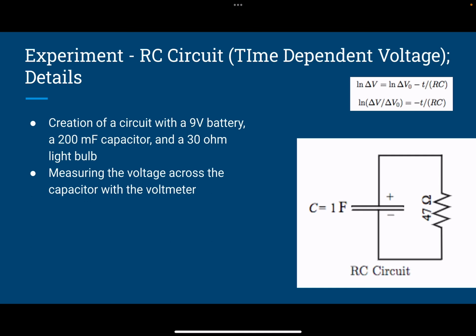So for the RC circuit, time dependence voltage, the creation of a circuit with a 9 volt battery, a 0.2 farad capacitor, and a 30 ohm light bulb. We measured the voltage across the capacitor with the voltmeter. Here's an example of the circuit, and then up there are the equations we'll be using to linearize the data.